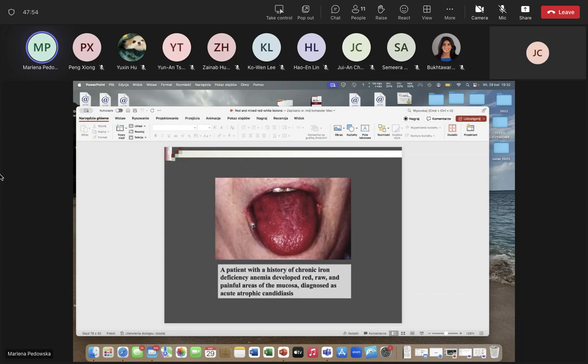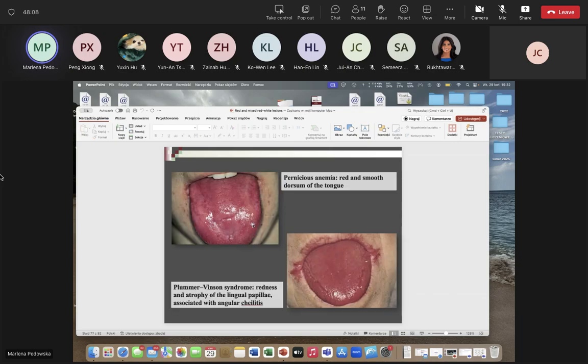Here is a clinical picture of a patient with a history of chronic iron deficiency anemia. So without papillae filiformes, with angular cheilitis, basically the tongue is like bald without any papillae, and it's very exposed to any traumas, and very exposed to foods and drinks, and very hypersensitive with regard to sensation.